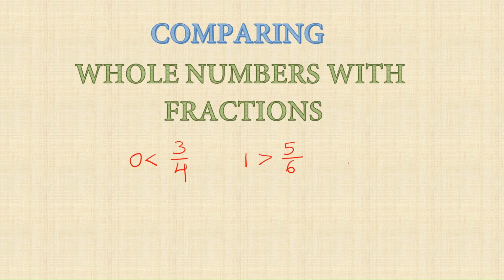Say if we take 3 and 8 by 9. 8 by 9 is proper because the numerator is lesser than the denominator. So in this case, the whole number will be greater. Only 0 is a whole number which is lesser than the fractions.